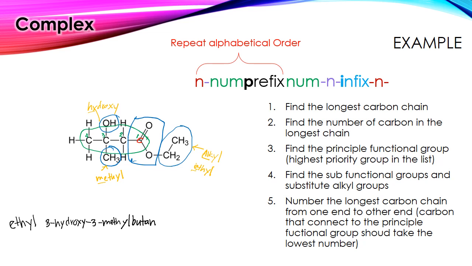Next, where the major functional group attaches, and the suffix. Here you can write down 1 as the carbon and oate as the suffix of this major functional group. Also you can remove this 1 from this name because we can neglect 1. Therefore you can write down this name again: ethyl 3 hydroxy 3 methyl butanoate. Ethyl 3 hydroxy 3 methyl butanoate is the name of this compound.